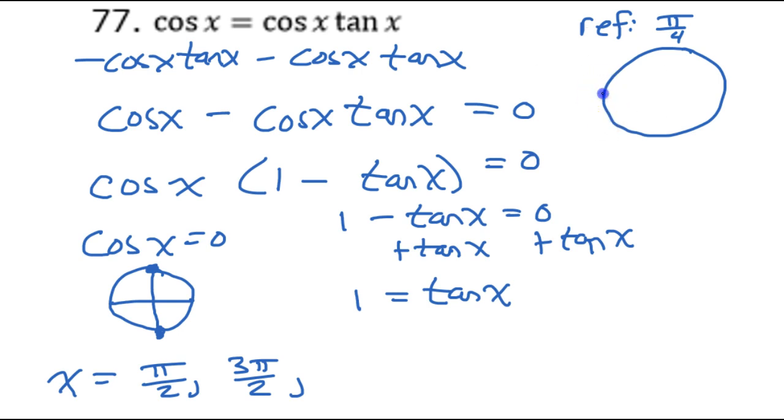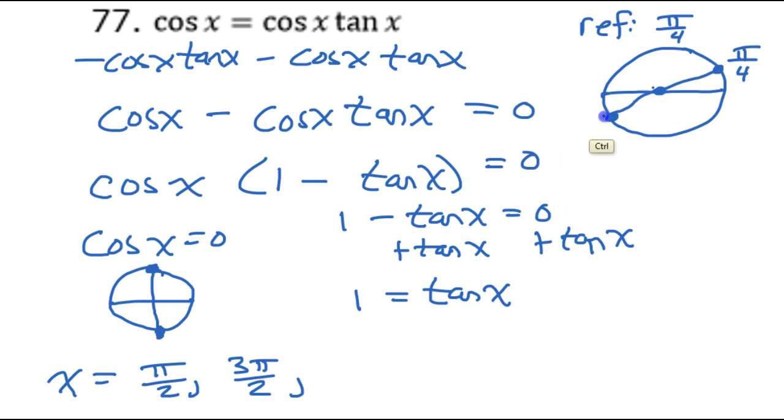However, there's more than one answer, okay? Pi over 4 will certainly be one of the answers, okay? Here's pi over 4 right here. Tangent is positive in the first quadrant, but tangent is also positive in the third quadrant.